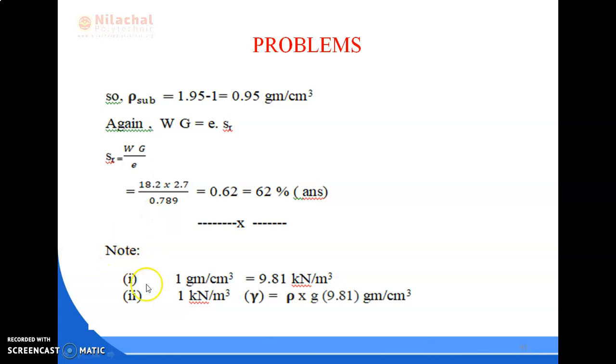Here I give you a note. This is the 1 gram per centimeter cube equal to 9.81 kilonewton per meter cube. Another one is 1 kilonewton per meter cube equal to, we know gamma equal to rho into g. So this much equal to rho, actually rho equal to, g value is how much? 9.81 gram per centimeter cube. We know this relation. So chapter 2 is completed.